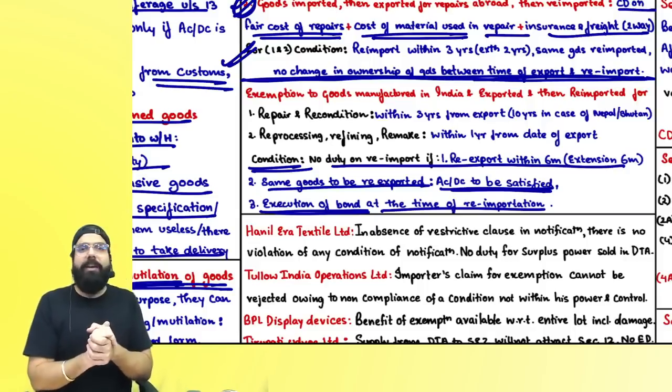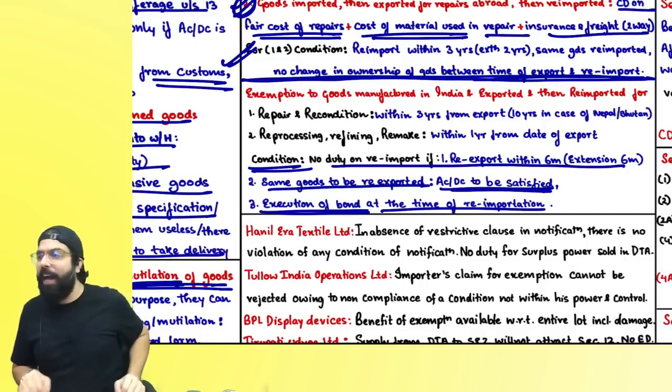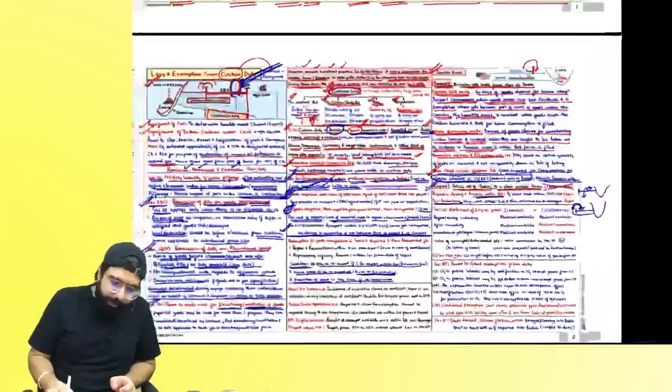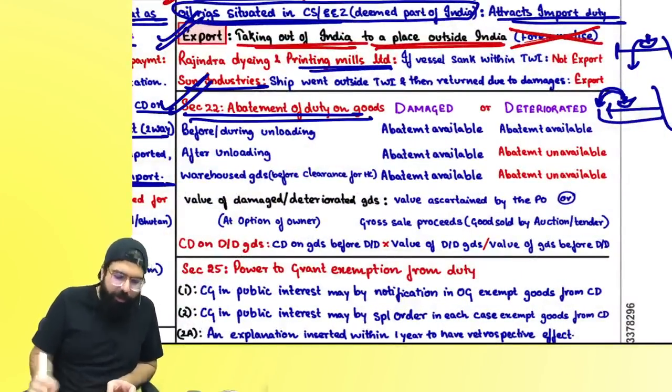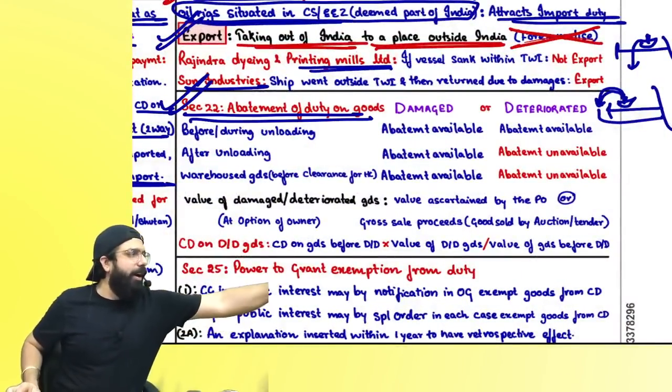If I don't go ahead and re-export, then whatever is the duty, I will go ahead and pay. Then the next one over here is section number 22. Everyone, section number 22. Can you tell me, everyone, what did we go ahead and learn till now?